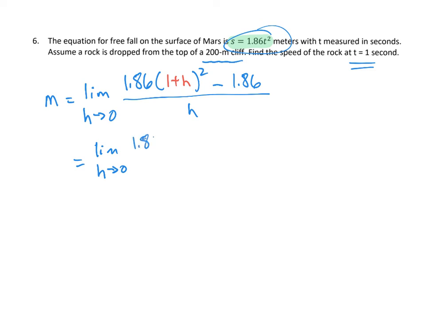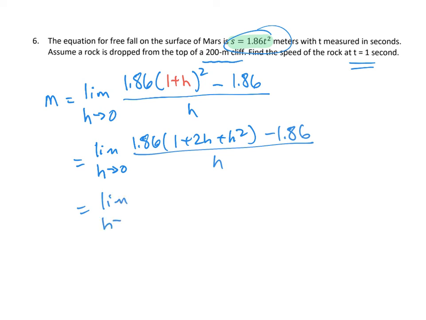Now we're going to do 1.86 times 1 plus 2h plus h squared minus 1.86 over h. Limit as h approaches 0. And now we've got the 1.86 plus, you're going to have 2 times 1.86, which is 3.72h plus 1.86h squared.